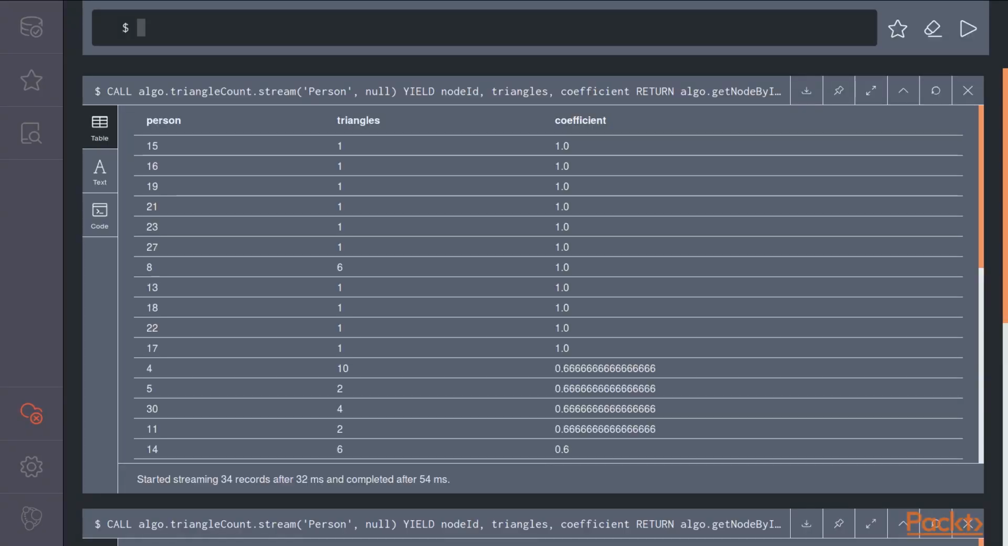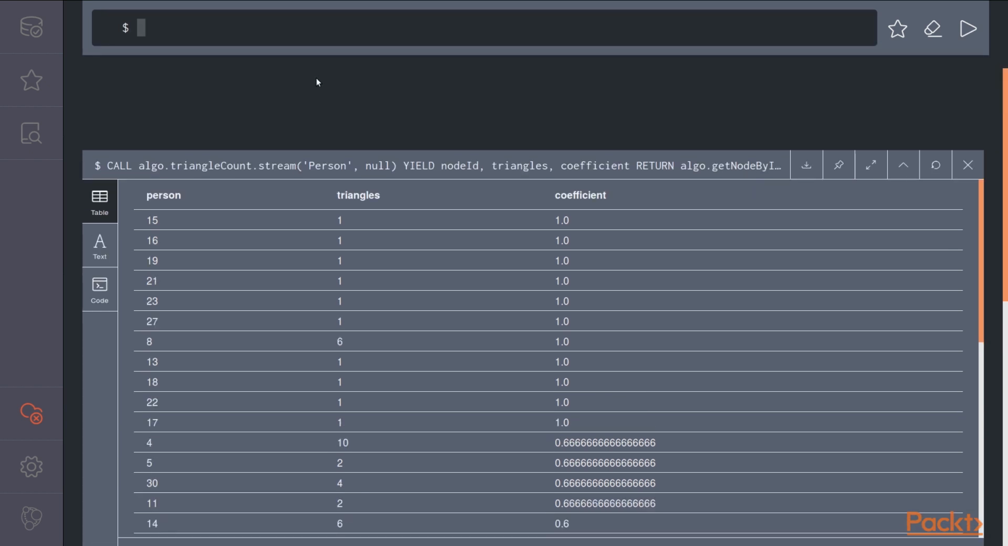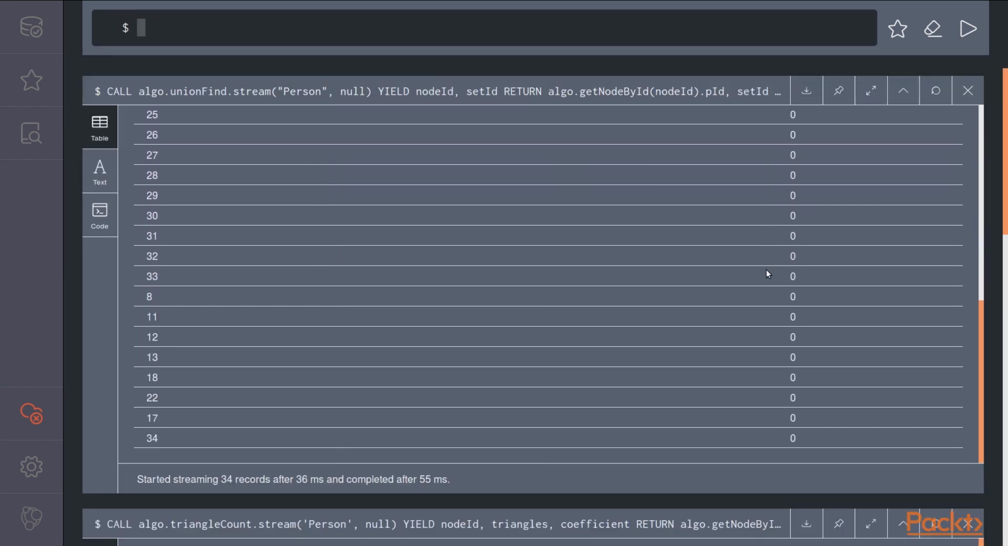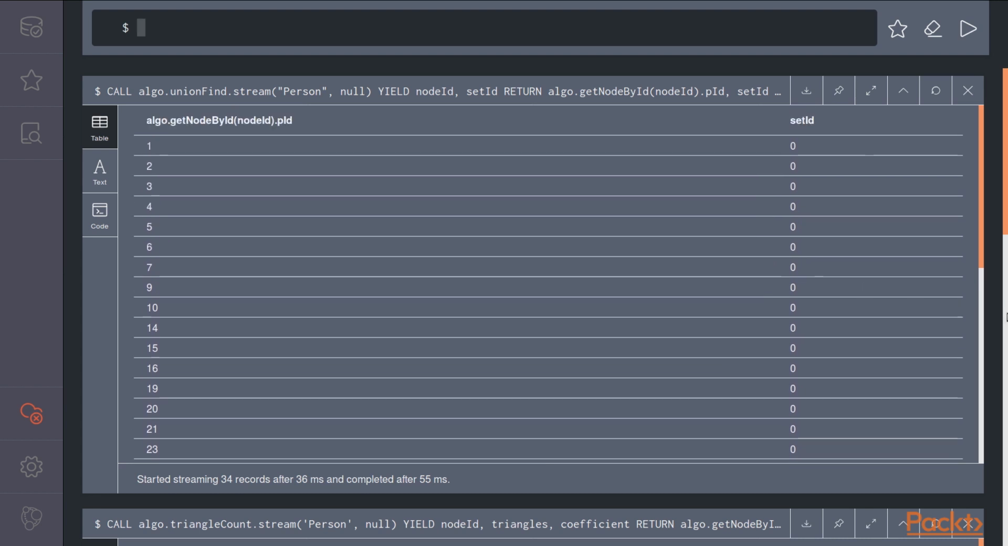Neo4j retained the name union find for the weakly connected component algorithm, which we can find here. This algorithm returns a node and a set ID. Let's run this and see what happens. As you can see, all nodes are clustered into the same set. According to the definition, that means that any node in the graph can reach any other node, which is true given the graph structure. By the way, can you think of a method to check this? Yes, you can use the all pairs shortest path algorithm we talked about in section 2, checking that there is no infinite distance.